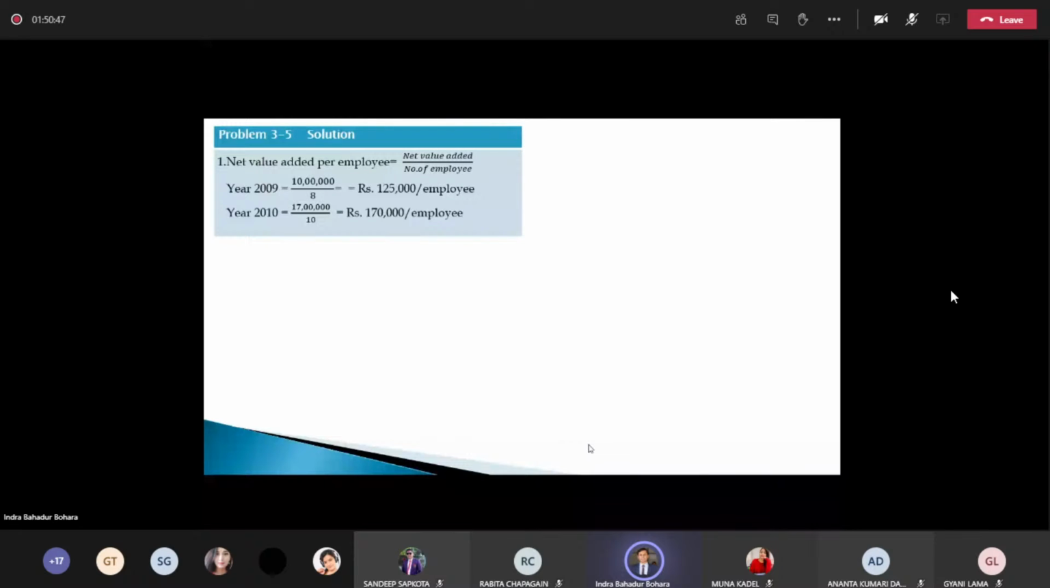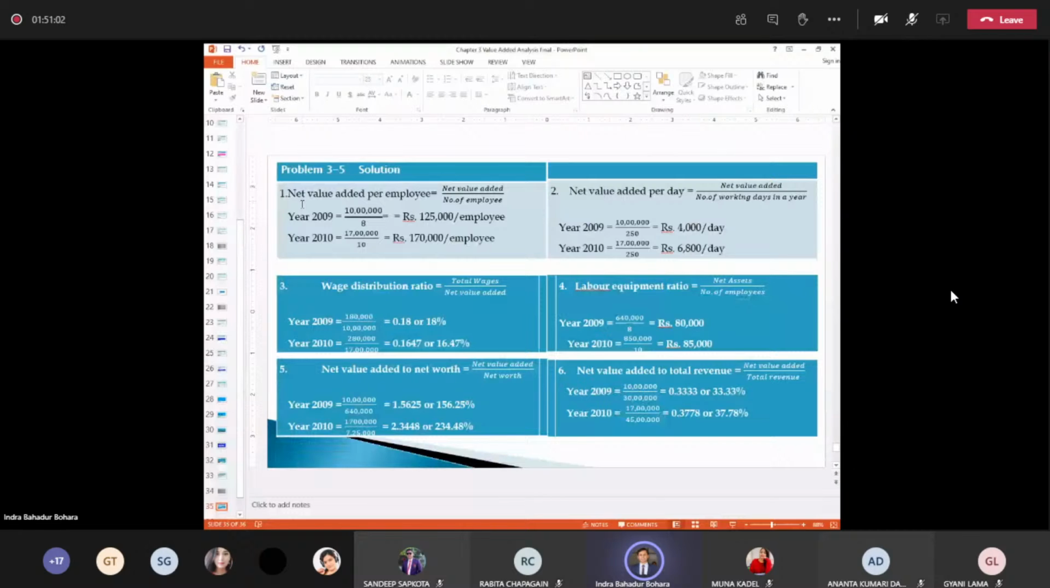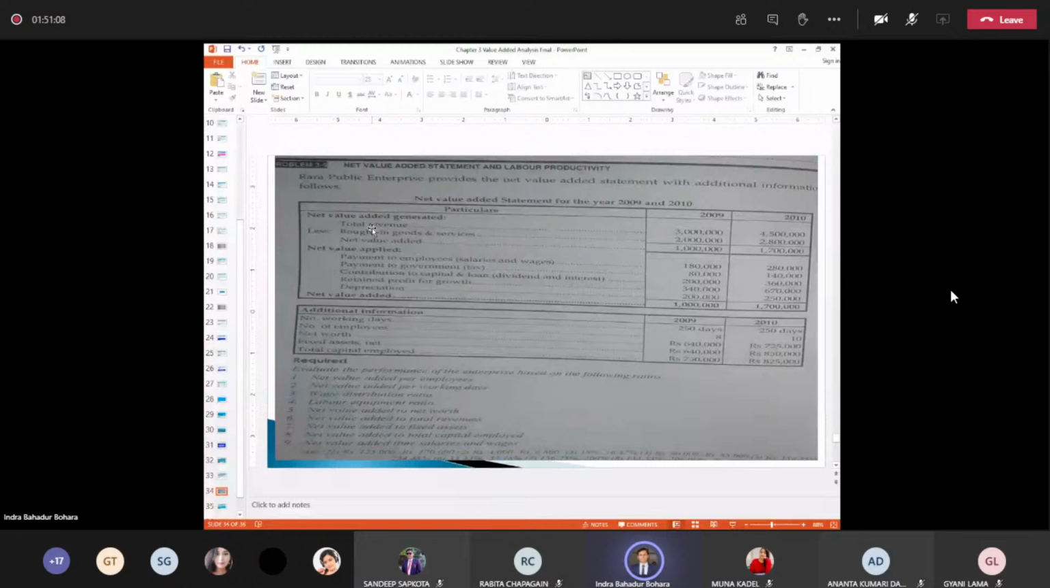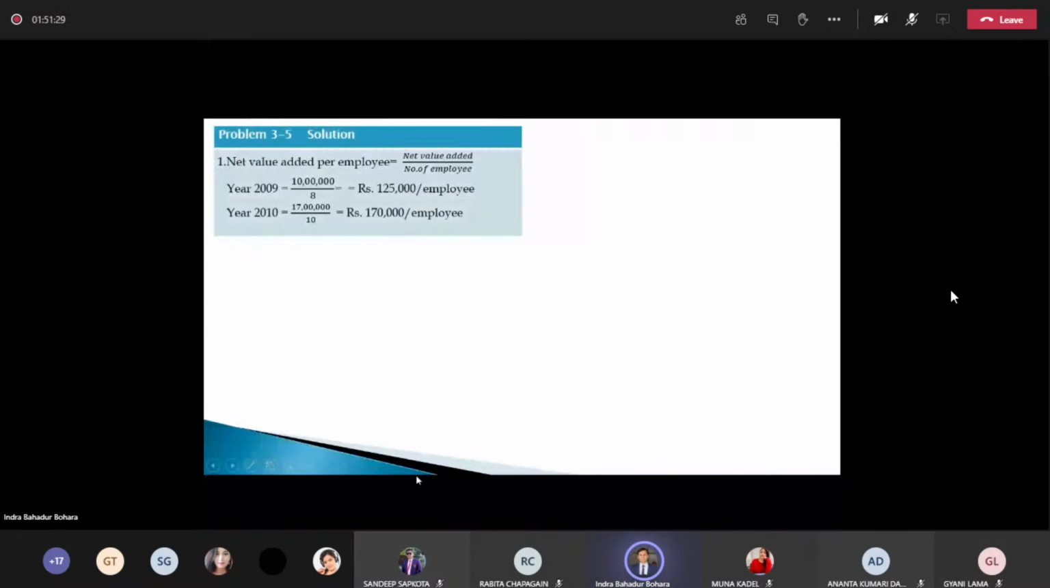Net value added per employee of 2009, net value added divided by number of employees, and you calculate for 2009 and 2010 separately. 10 lakh rupees is the question. Net value added of 2009 is 10 lakh rupees and 2010 is 17 lakh, divided by number of employees 8 in 2009, 10 in 2010. Right? You substitute and calculate, then analysis will be made at the end.